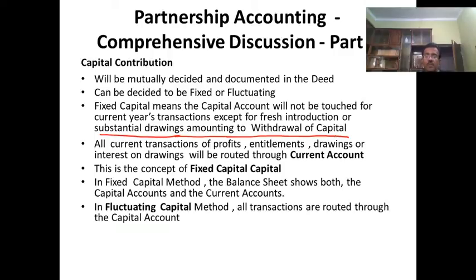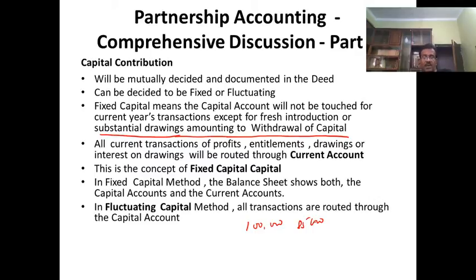Okay. So, suppose somebody's capital account is 100,000, 1 lakh, and he makes drawings of 85,000. So, that is tantamount to withdrawal of capital. Okay. So, it cannot be passed through the current account. When that type of drawings happens, it will affect the capital account, or if there is a fresh introduction, naturally that will be added to the capital account.